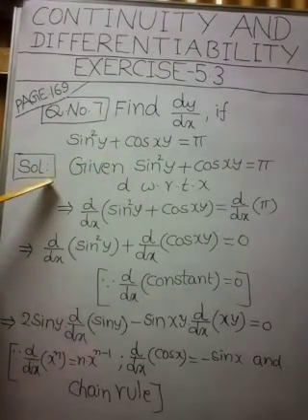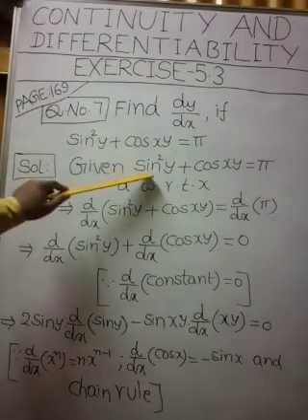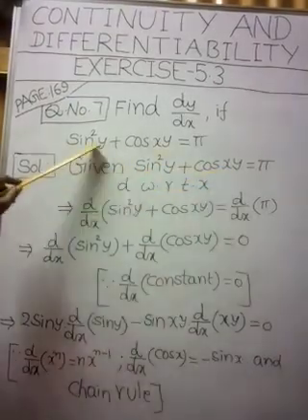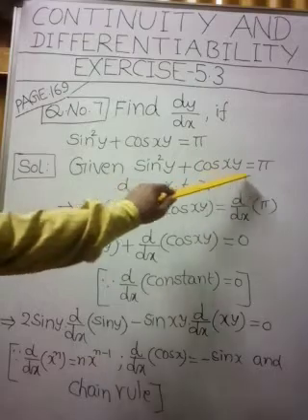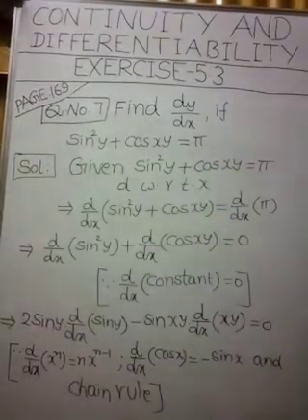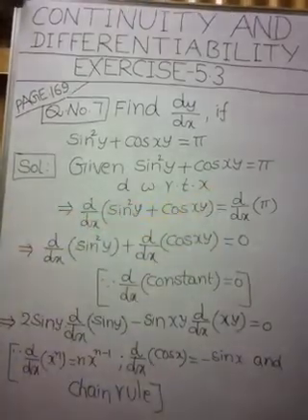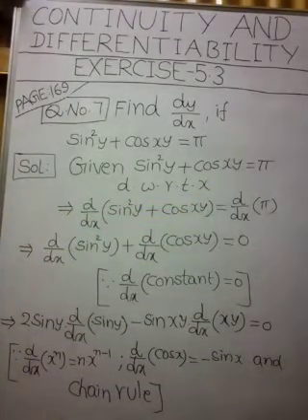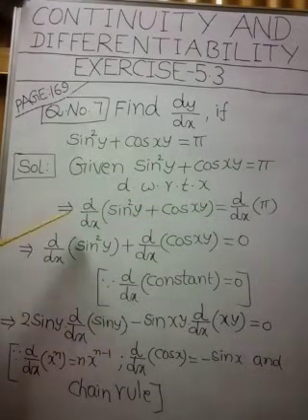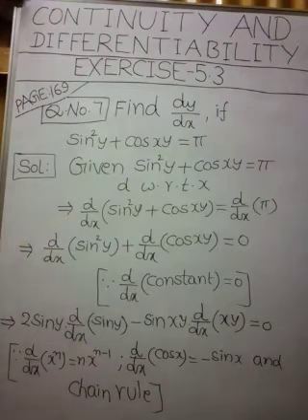Now come to the solution part. Let us write the given equation as it is: sin square y plus cos xy is equal to pi. Now differentiating with respect to x. Then what is the differential operator? d by dx. Remember this point, my dear children.